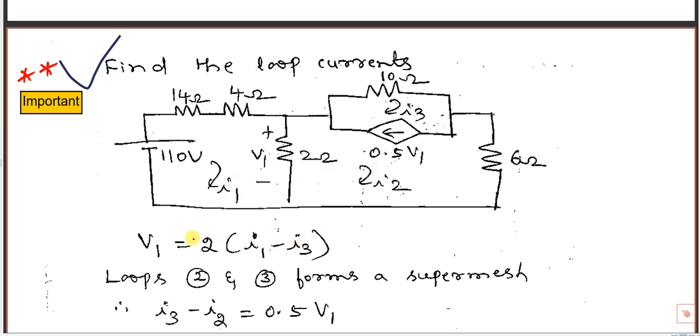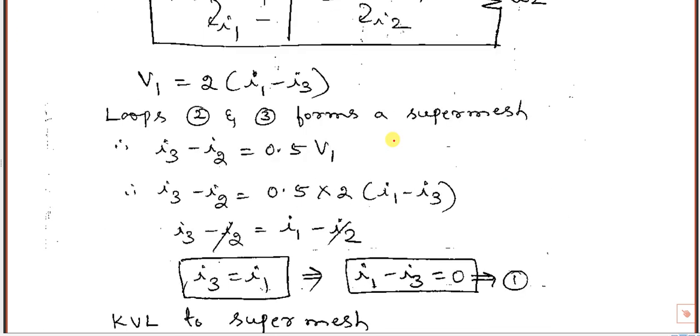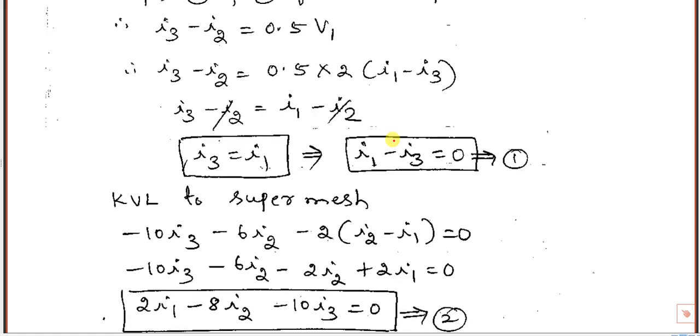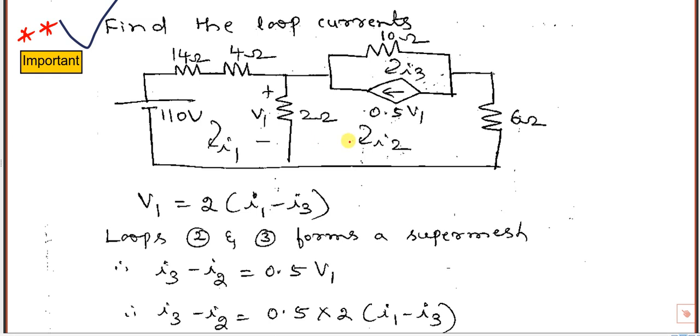I1 minus V1 is equal to I1 minus I2, not I3. Let me see whether this is I2 or I3, because this should be I. If this is written as I3, then this should be I2. Let me check if any mistake is there. According to me it is I3, because they have written I1 minus I3. Otherwise, you have to change it to I2.